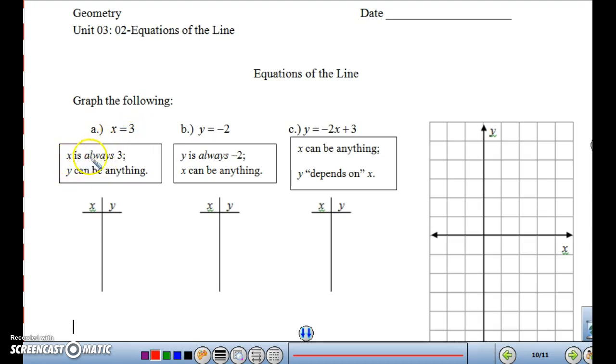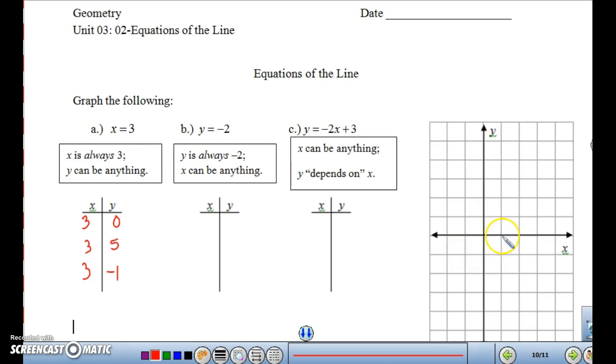That means x is always 3. No matter what happens, x is going to be 3. That means that y can be anything. So I can make x equals 3 as many times as I want. Y can be anything. Y could be 0, y could be 5, y could be -1. Any of those values of y can happen, but x has to be 3.